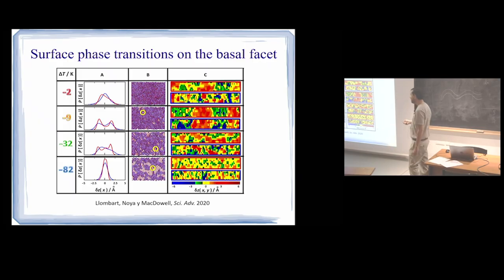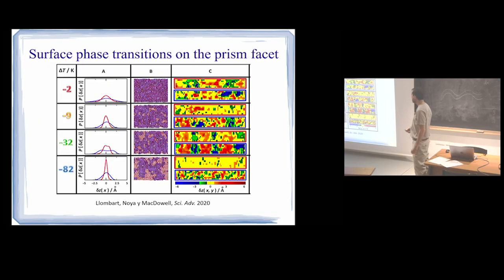Okay? And that had been predicted in some 1990 paper that received very little attention. The possibility of this kind of transition. It's called, well, never mind. Okay? Interesting. Now let's study the prism facet, which is the other one involved in my ice crystals.